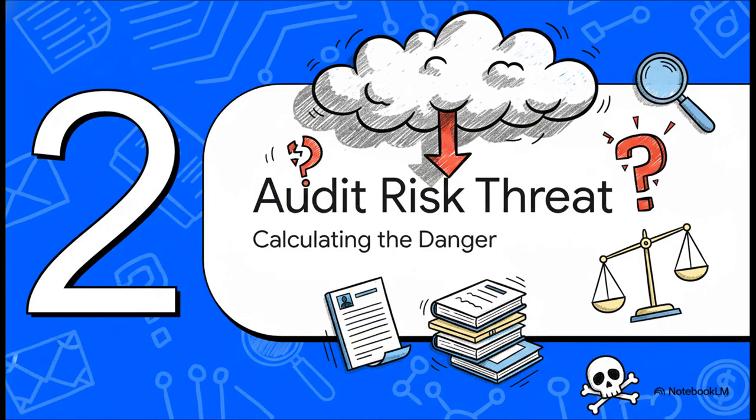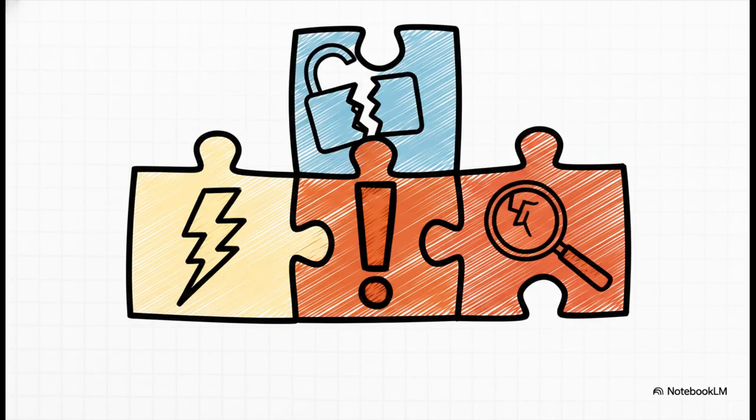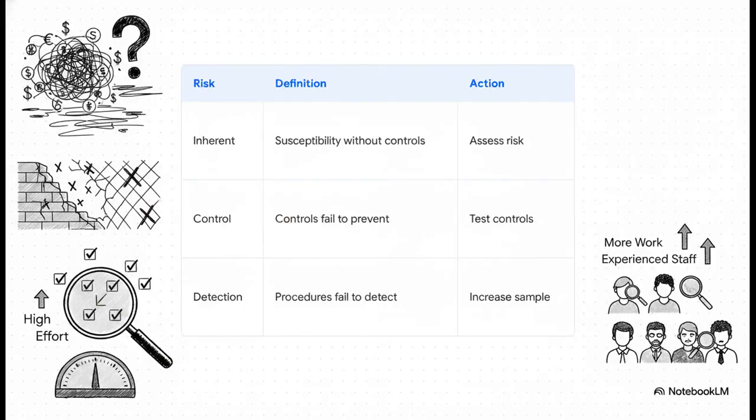Moving right along to part 2, calculating the threat, which brings us to audit risk. To map out the threat landscape of any engagement, we rely on one absolutely foundational formula. Audit risk equals inherent risk times control risk times detection risk. If you're prepping for the ACCA AA exam, this right here is non-negotiable. You absolutely must understand how these 3 specific puzzle pieces fit together to create the total risk profile of your audit. Let's break those down.